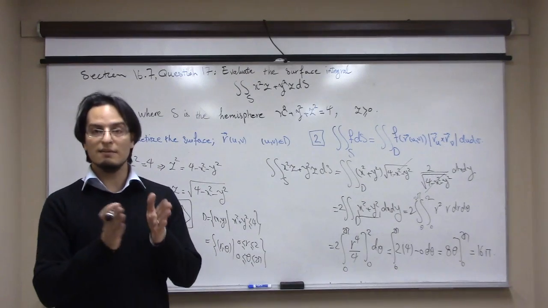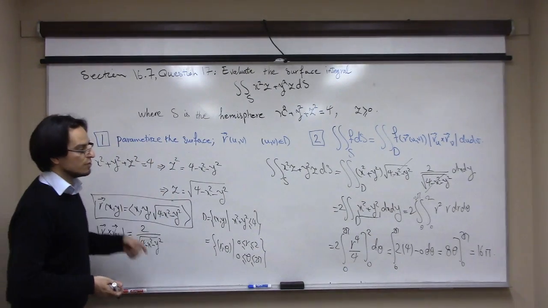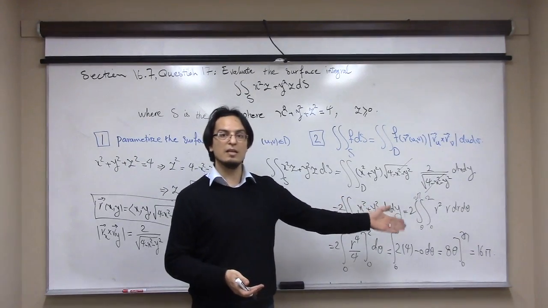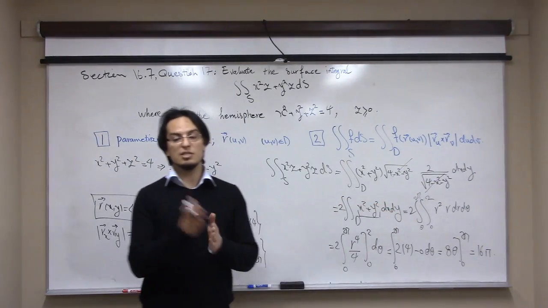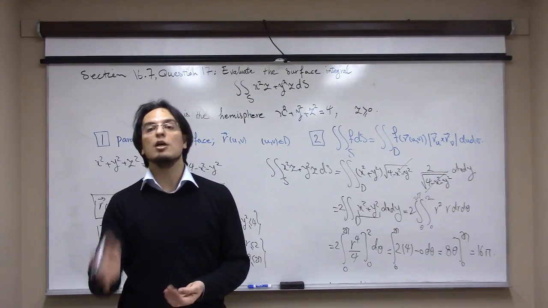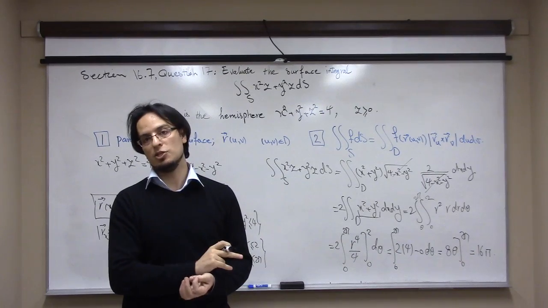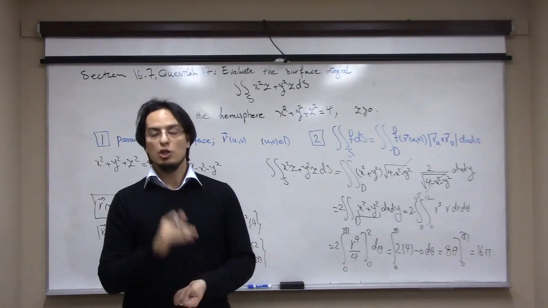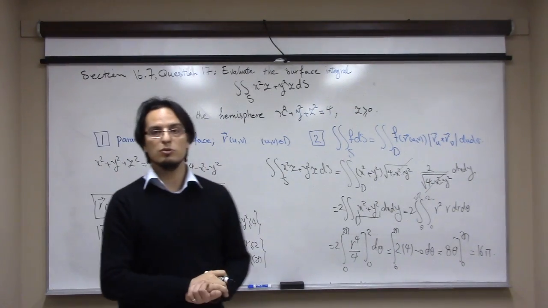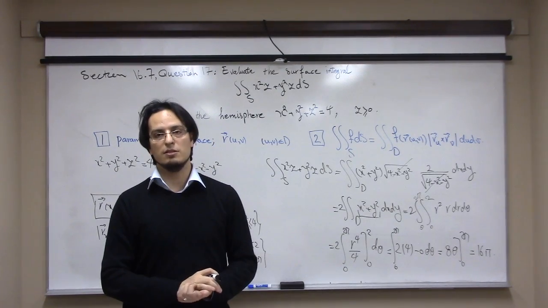Note that the value that we got from the other parameterization was exactly the same value, 16 pi. And this is a general fact. It doesn't matter what parameterization you take. You just have to pick a parameterization for the surface integral, apply all those steps, and you will get the value for your surface integral.